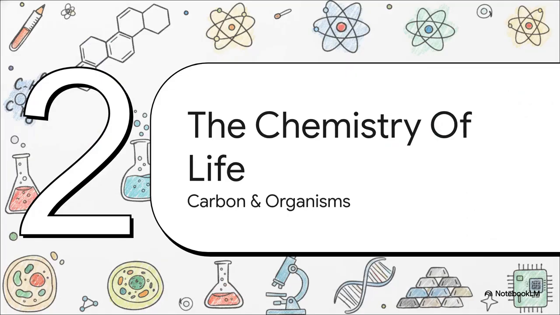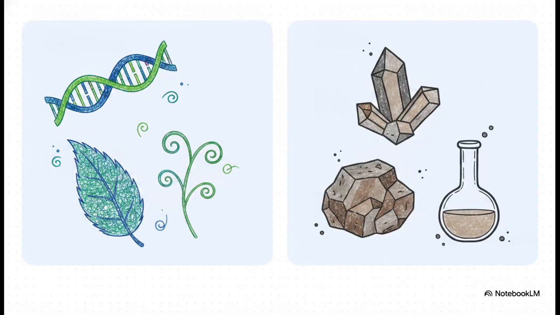All right, Section 3, the chemistry of life, from carbon to complex organisms. So, we've covered the fundamental atoms, but how do they actually build living things? Well, this brilliantly illustrates a crucial dividing line in the chemical world. On one side, we have organic chemistry. This is the realm of carbon compounds and hydrocarbons, which are absolutely essential for all forms of life.